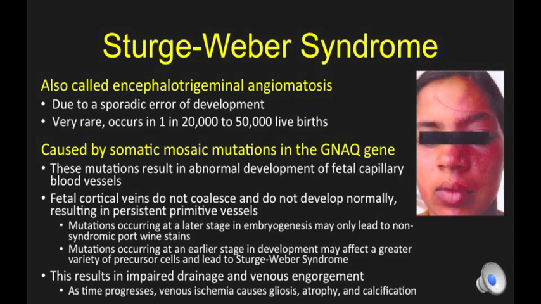Mutations occurring at a later stage in embryogenesis may only lead to non-syndromic port wine stains, whereas mutations occurring at an earlier stage in development may affect a greater variety of precursor cells and lead to Sturge-Weber syndrome. This results in impaired drainage and venous engorgement, and as time progresses, venous ischemia causes gliosis, atrophy, and calcification.